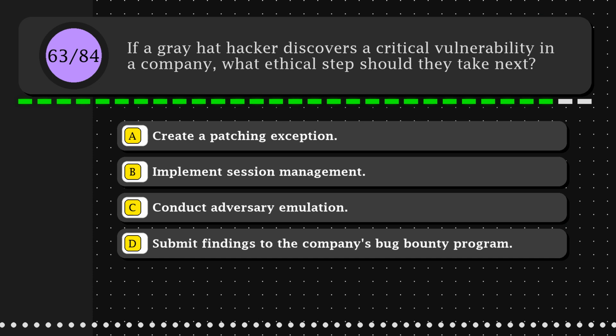Question 63. If a gray hat hacker discovers a critical vulnerability in a company, what ethical step should they take next? Option A. Create a patching exception. Option B. Implement session management. Option C. Conduct adversary emulation. Option D. Submit findings to the company's bug bounty program.